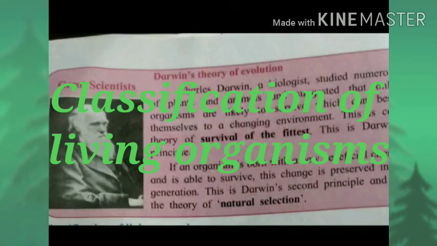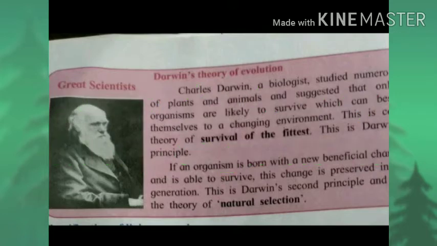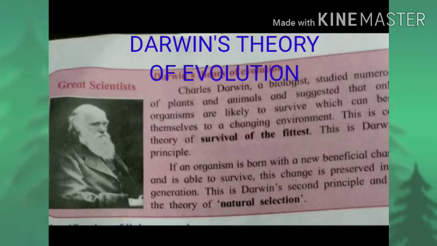In Standard 7, first chapter, The Living World, Adaptations and Classification. In this chapter, there is some part based on evolution. Darwin's theory of evolution. Charles Darwin, a biologist, stated two theories: survival of the fittest and natural selection.